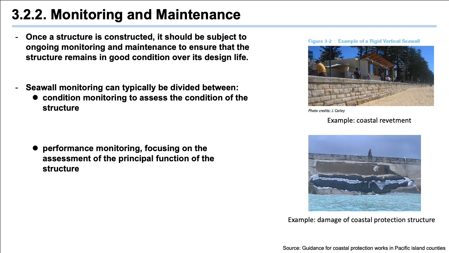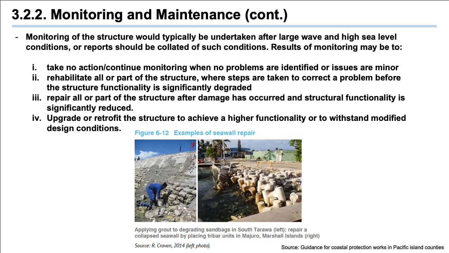The other point is performance monitoring, focusing on the assessment of the principal function of the structure, such as limiting overtopping to tolerable levels and protecting the land and structure behind the seawall. Monitoring of the structure would typically be undertaken after large wave and high sea level conditions, or reports should be collated of such conditions. Results of monitoring may be the following 4 actions.